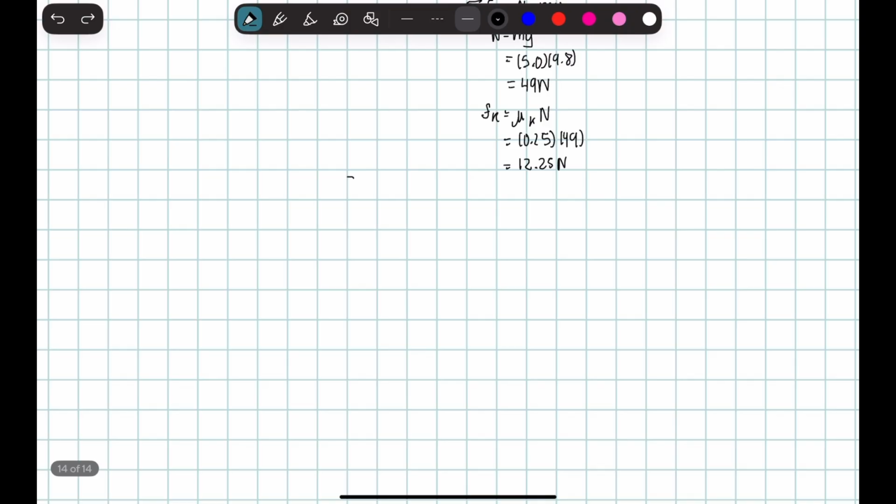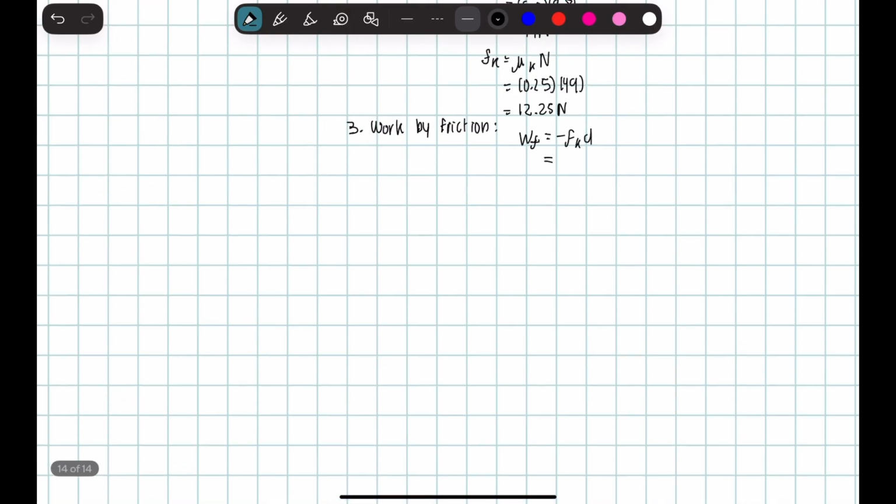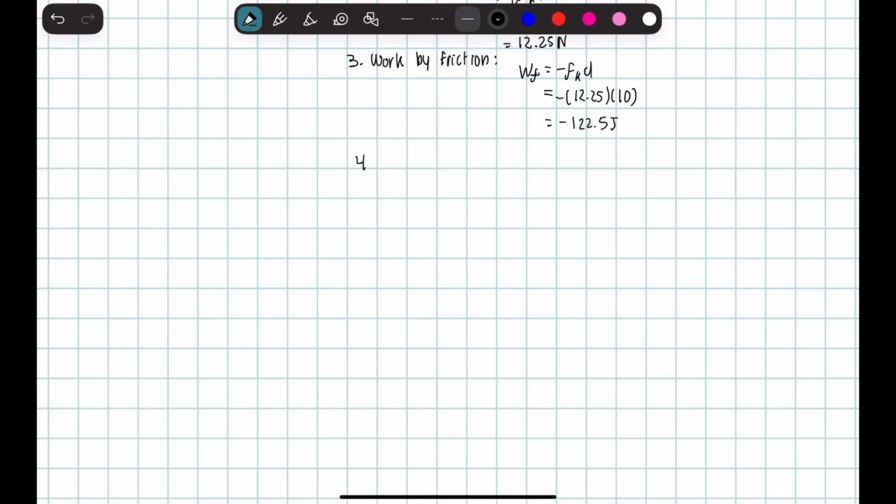And now let's find the work by friction. In order to calculate this, we have W_F is equal to negative F_k d, which we had on our formula sheet earlier. We just calculated this: negative 12.25 times 10, and that's equal to negative 122.5 joules.